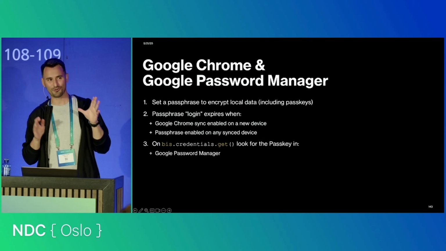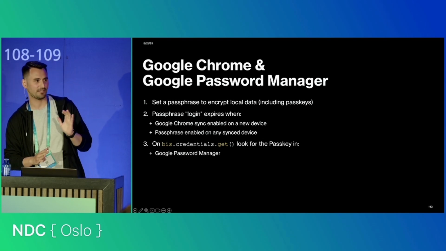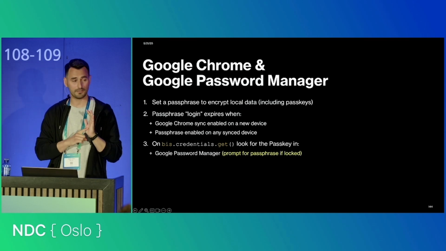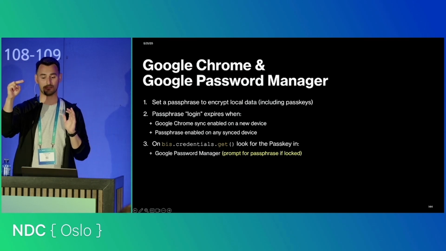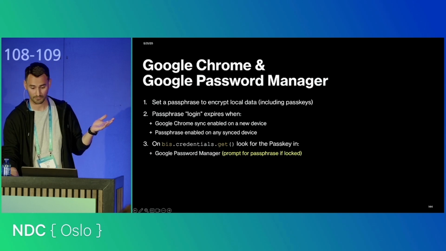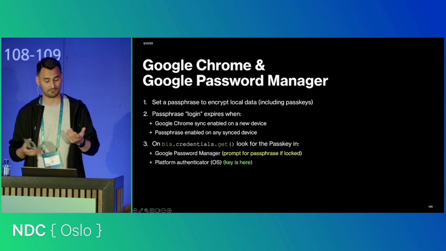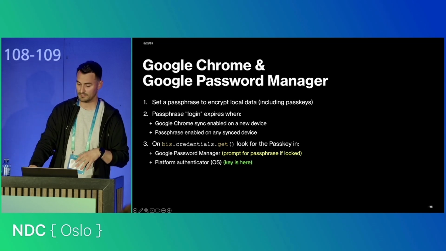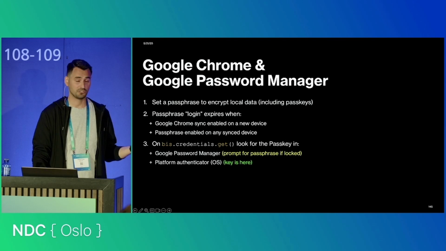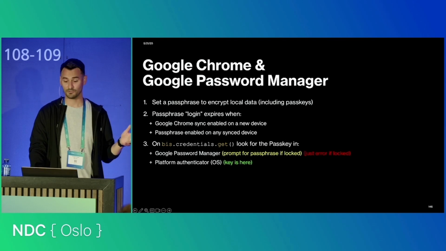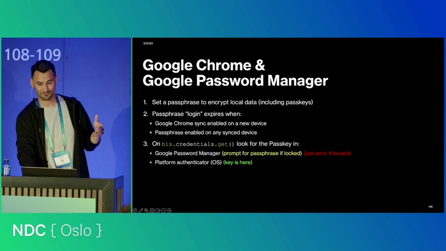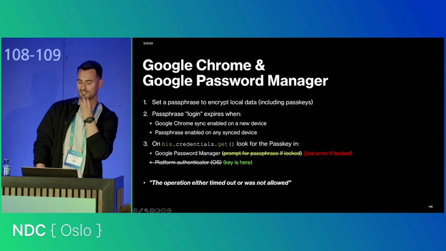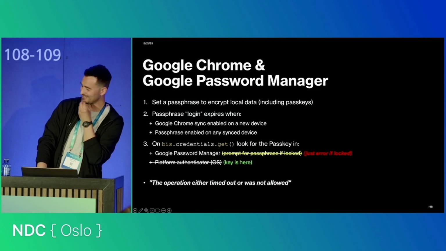So now Google Chrome has three options. It can either prompt you for your passphrase, okay? Or it can proceed to the next available authenticator, for example, your operating system authenticator, which in our case at least is where we know the key actually is. Or Google Chrome can just error when it encounters a locked Google Password Manager. Of course, they just error. And the error reads, "The operation either timed out or was not allowed," which isn't very informative.